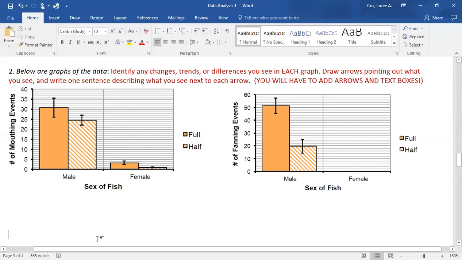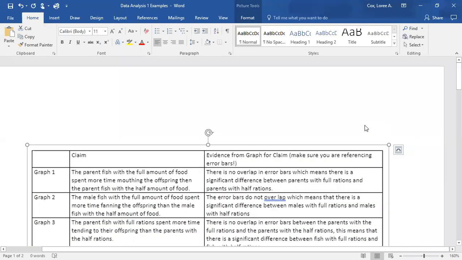Okay, so let's go to our first one. This student said the parent fish with a full amount of food spent more time mouthing the offspring than parent fish with half the amount. Because we have a problem here. They didn't separate the males and females. They didn't say, because we're not comparing males to females, we're comparing full bellies to empty bellies.